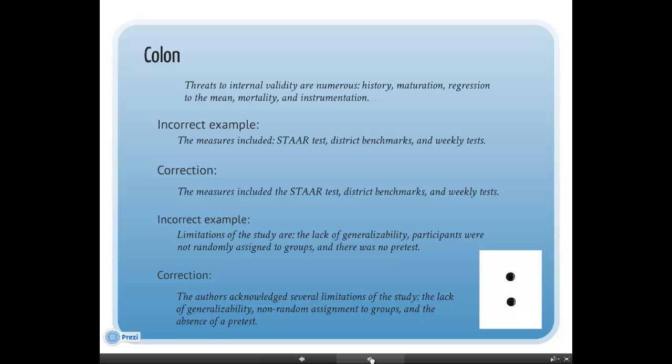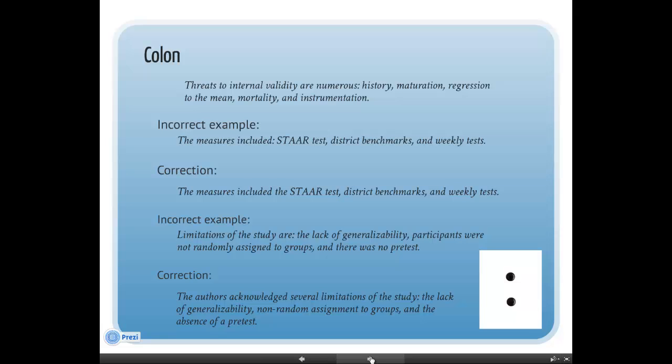In this example, the phrase before the colon could be a sentence: threats to internal validity are numerous, and the items after the colon are in the same grammatical form, all nouns. Here is an incorrect example. The measures included: STAR test, district benchmarks, and weekly tests.